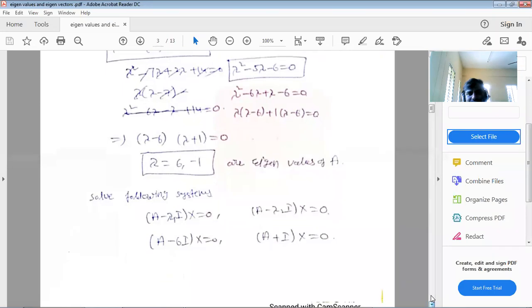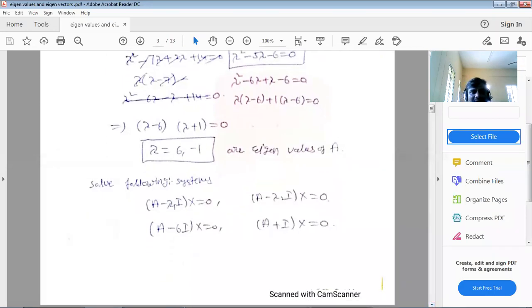Therefore, you have to solve the systems A minus lambda 1 I into x is equal to 0 and A minus lambda 2 I into x is equal to 0. Now lambda 1 I am taking 6 and lambda 2 I am taking minus 1. These values are substituted here: A minus 6I into x is equal to 0, and A plus I into x is equal to 0. You have to solve these systems.